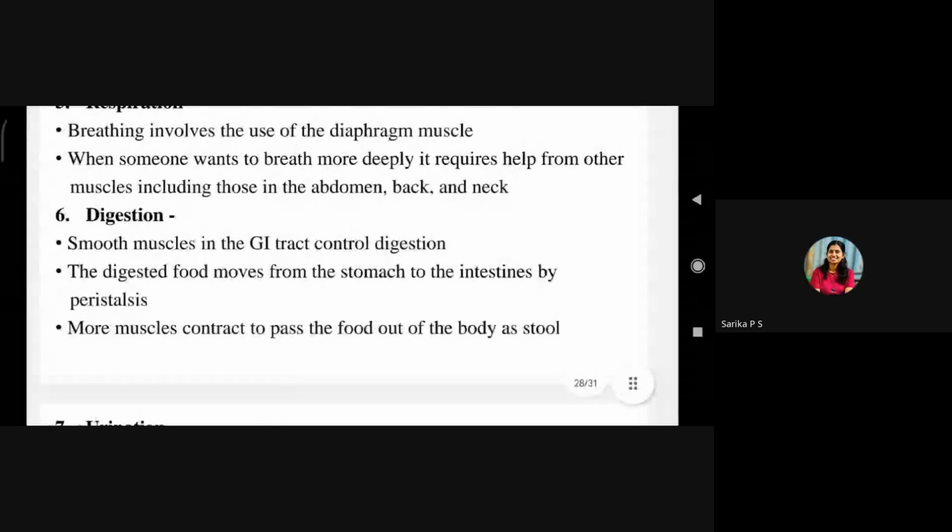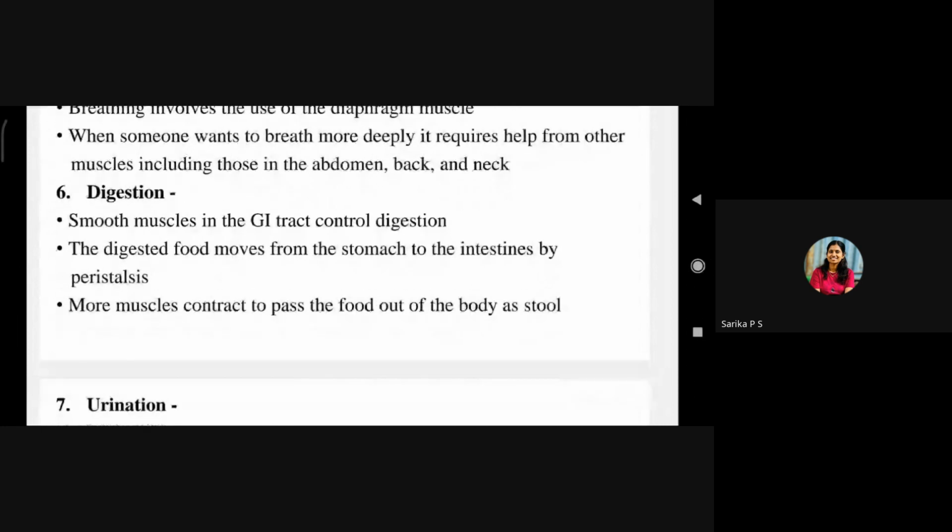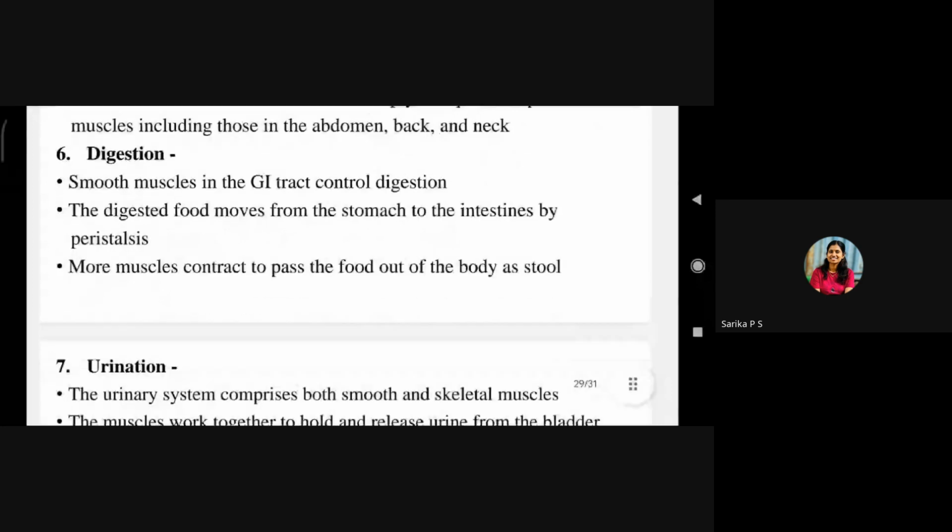The movement in the esophagus, which moves the food down. Okay, so it is not only about the esophagus; it is about the whole GI tract. The movement of the whole GI tract by which the bolus of food is moving. So more muscles contract to pass the food out of the body as stool.